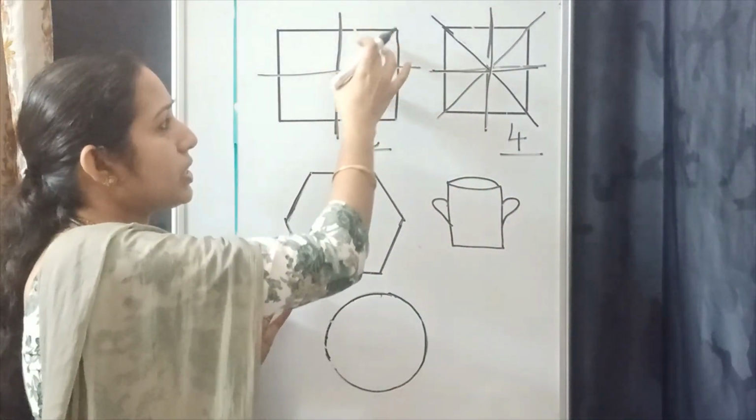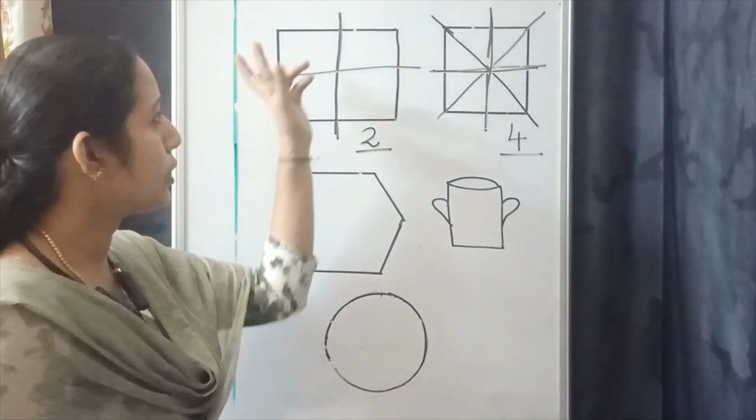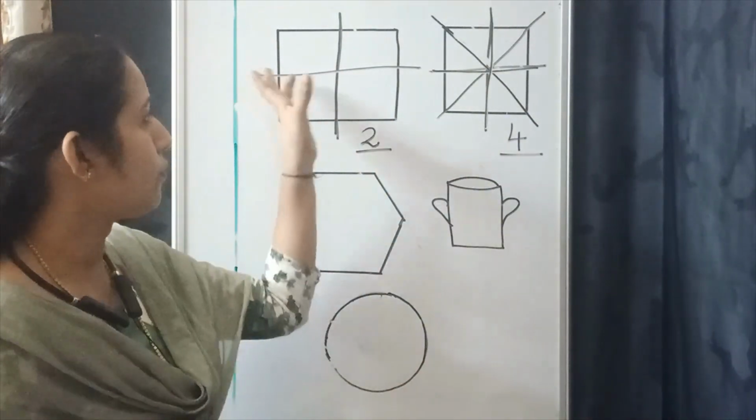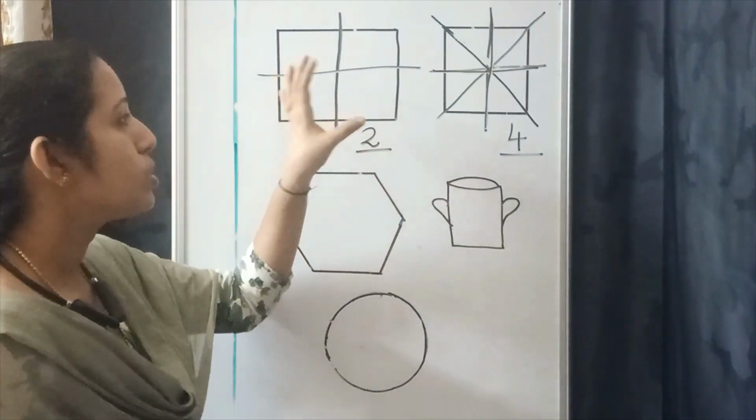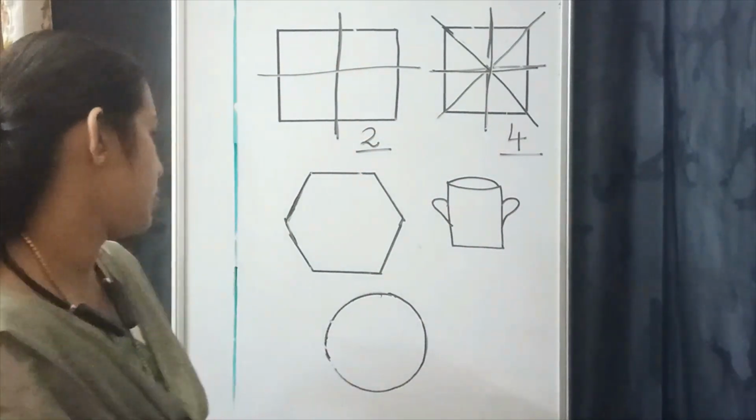Can we divide that rectangle diagonally? No, if we divide it, the two parts are not identical. So this rectangle has only two lines of symmetry.